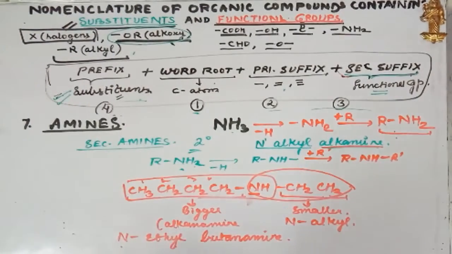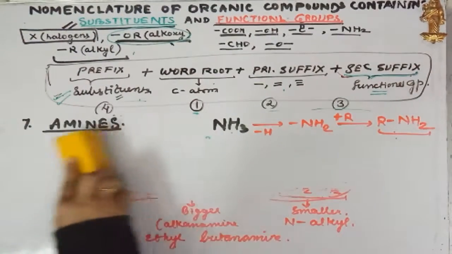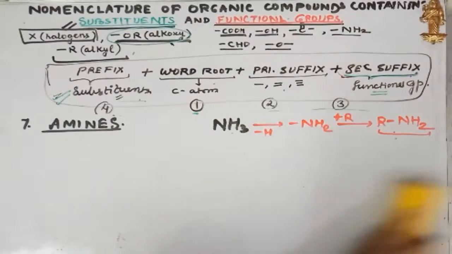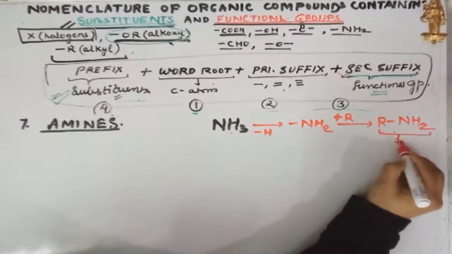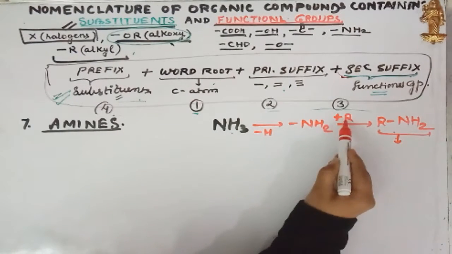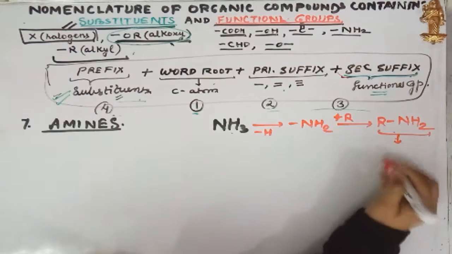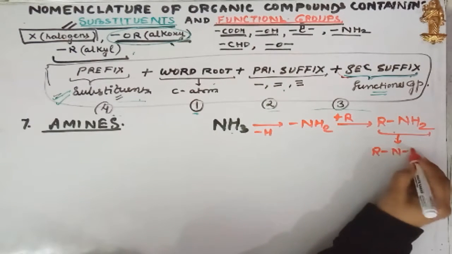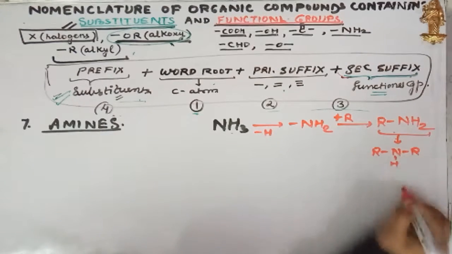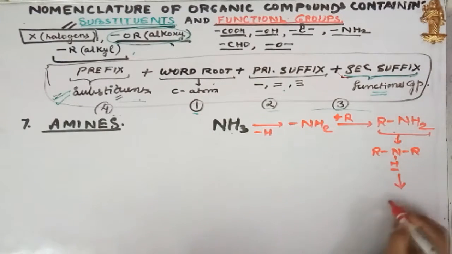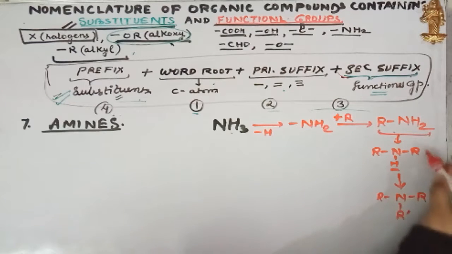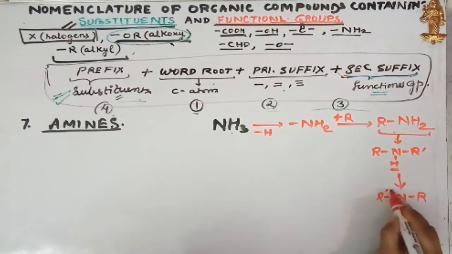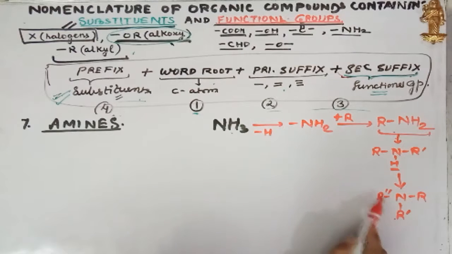Now let us take the third kind of amines, called tertiary amines. Let me tell you once again how they are formed. Primary amines: by the removal of H and addition of R. Secondary amines: by the removal of another H and addition of another R. Tertiary amines: by the removal of the left out H and the addition of another R. So it becomes a tertiary amine, with R, R' and R''.